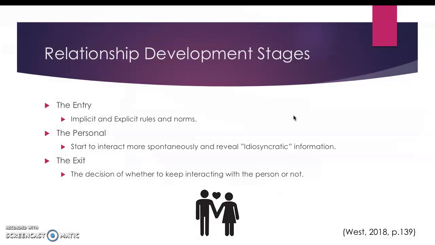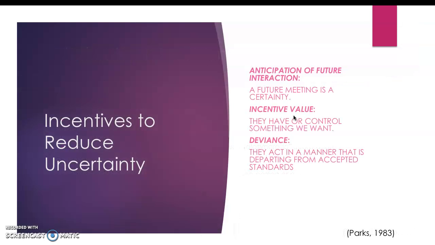Then the relationship developmental stages in the theory are the entry. So that's going to include a lot more implicit and explicit rules and norms. Because like I said before, you're just trying to make it as comfortable of a situation as possible, so you're not trying to do anything extreme. And then the personal, so you're going to start to interact more spontaneously and reveal idiosyncratic information. So just like your habits and stuff like that. And then the exit is going to be the decision of whether you want to keep interacting with that person or not.